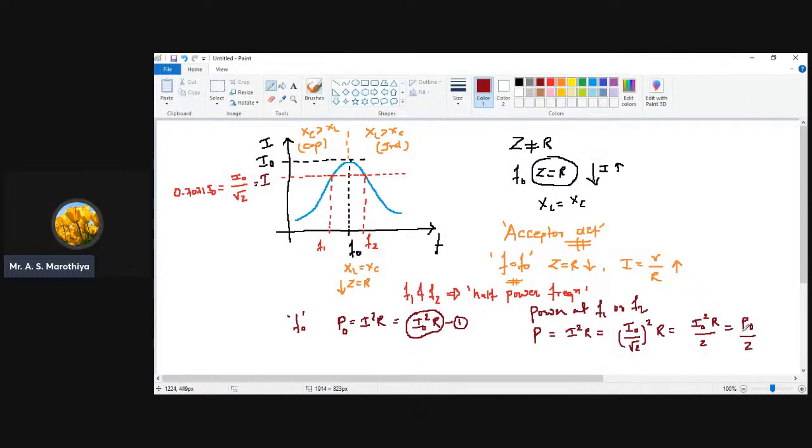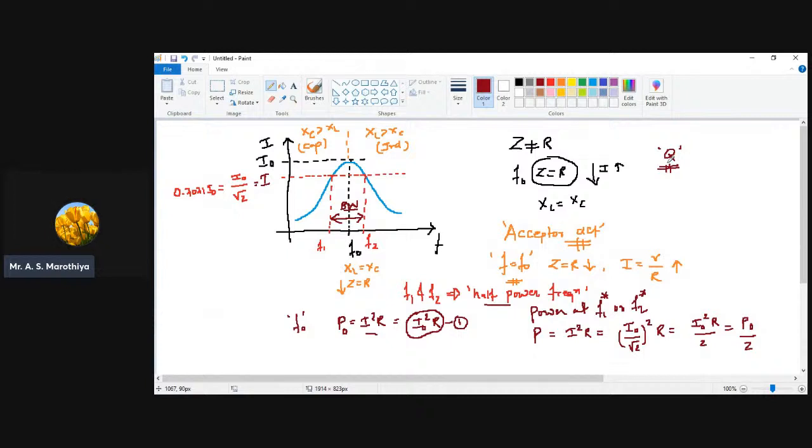Now from this equation it is very clear that at these frequencies, that means at F1 and F2, the power consumed by the circuit is exactly half of the power consumed by the same circuit at resonance condition. That's why these frequencies are called half power frequency. This is very important. And once you know the value of F1 and F2, we can find out the value of bandwidth, which is the difference between F2 and F1. This is called bandwidth. And once you know the value of bandwidth, we can find out the value of quality factor, Q, of the circuit. This is very, very important.